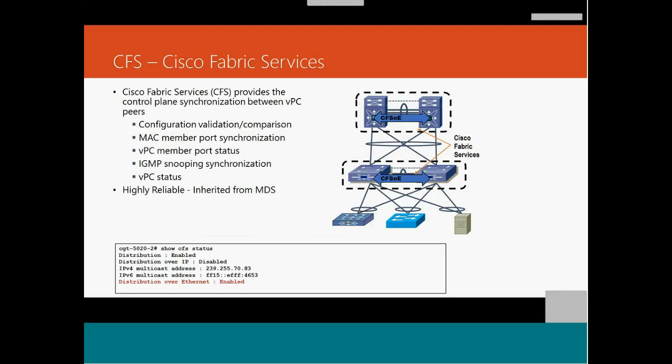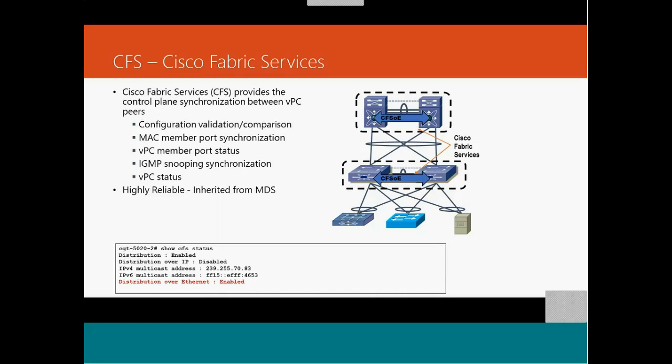Cisco Fabric Services. Now, Cisco Fabric Services plays an important role in vPC. The CFS takes care of exchanging all the control plane information, synchronizing the MAC address table, validating the configuration and notifying if there's a consistency check success or not, and also maintaining the status of the vPC and IGMP snooping. All that work is taken care of by the CFS, right? So if your CFS is not working properly or if it's not enabled, your vPC will not work. So the first important thing is you need to ensure that CFS is working and enabled.